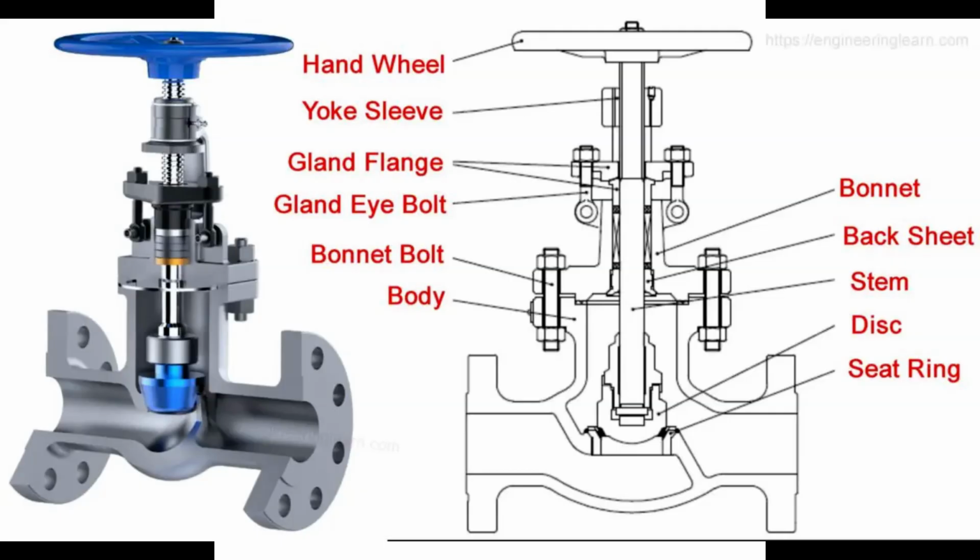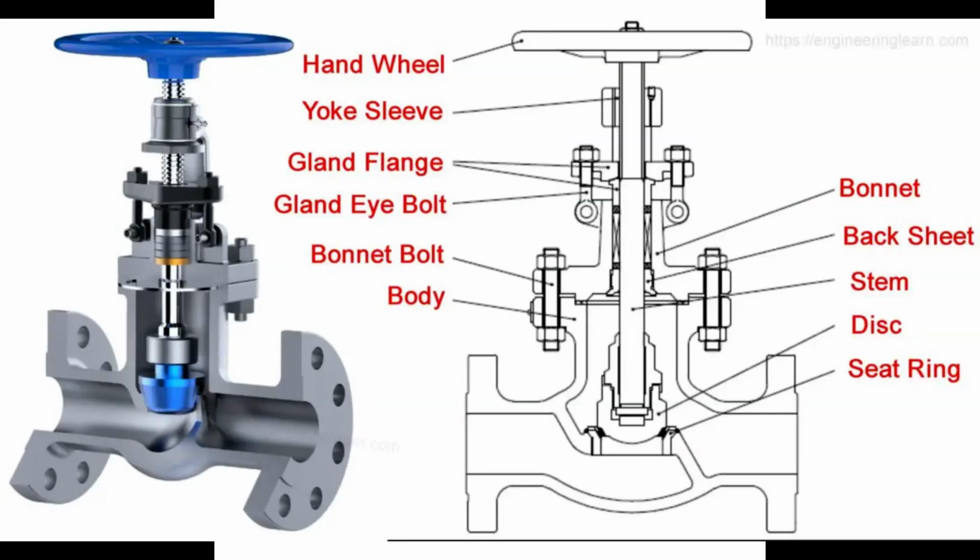The seat ring provides a sealing surface for the disc. When the disc rests on the seat, flow is shut off. When lifted, the flow resumes, and you can control how much fluid passes through. The back seat, present inside the bonnet, gives a secondary seal when the valve is fully open, allowing safe maintenance of packing without shutting down the system.